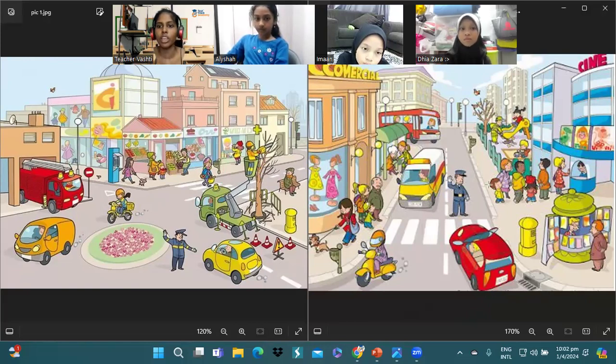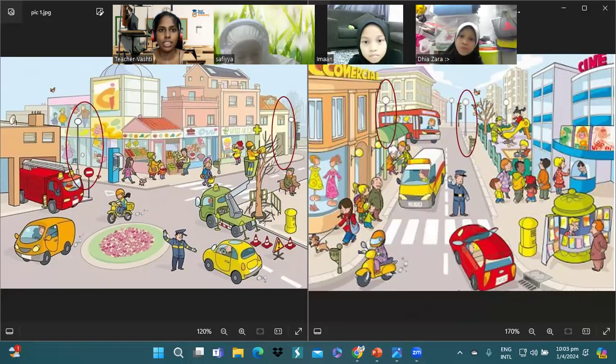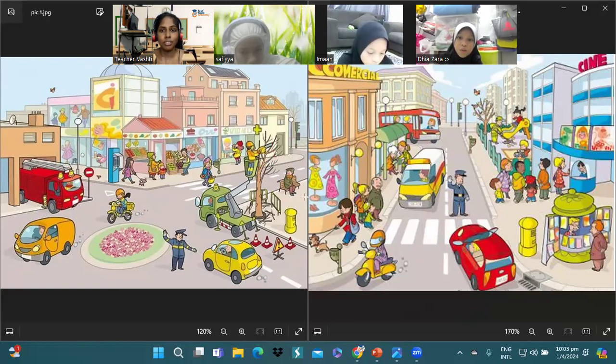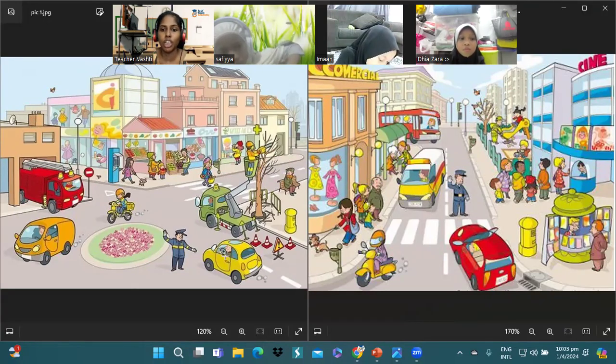Picture 2, which one? Okay, here, this one. There are some street lamps. Picture both. Yes, kedua-dua. Okay, lampu jalan, street lamp. Okay, last one. There is a playground. Picture 2. Yes, very good. Good job.